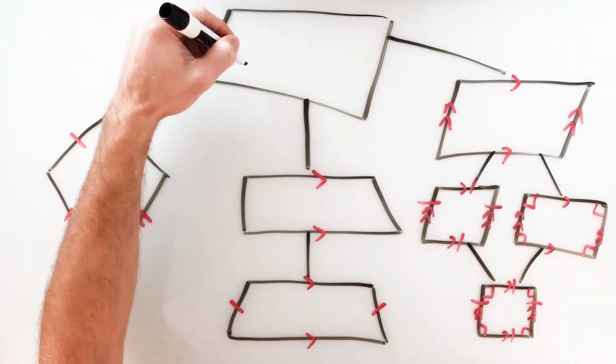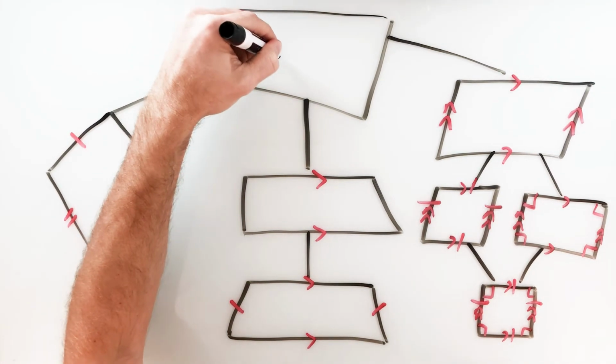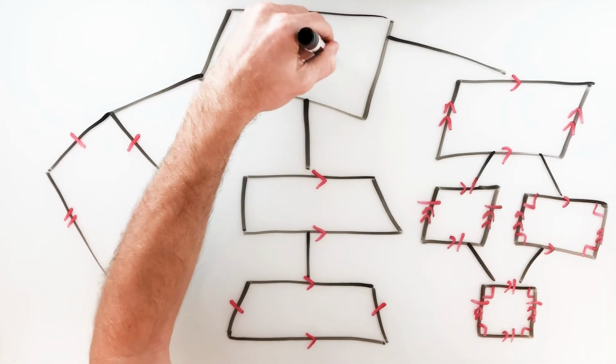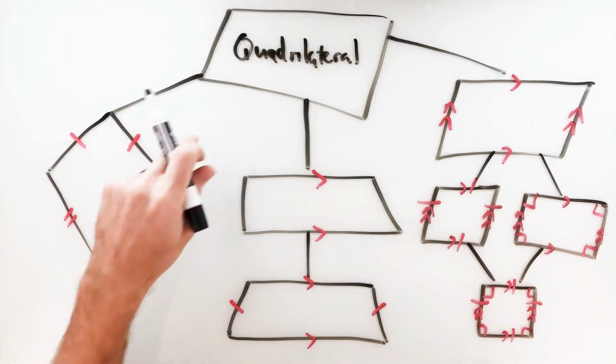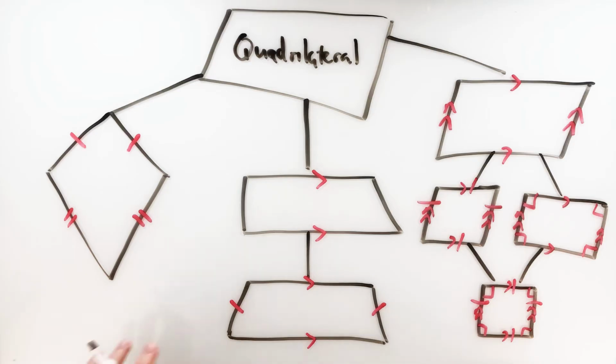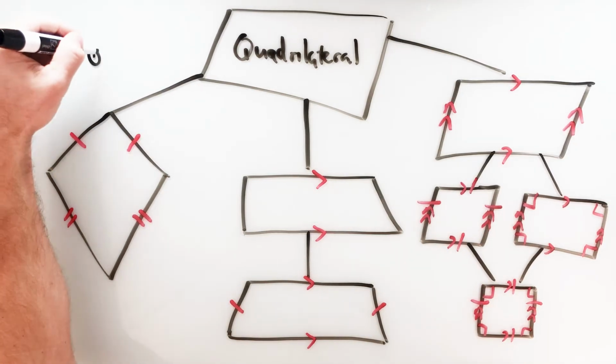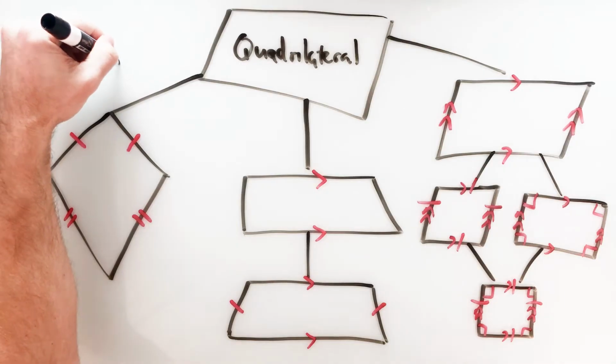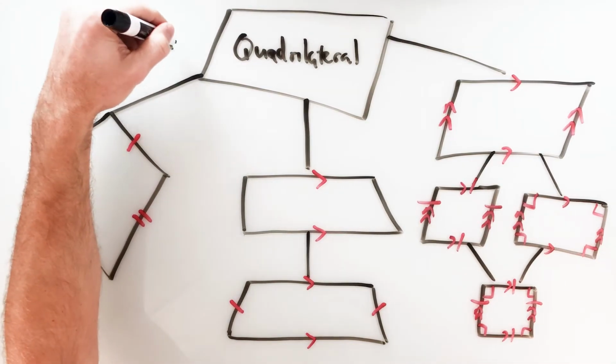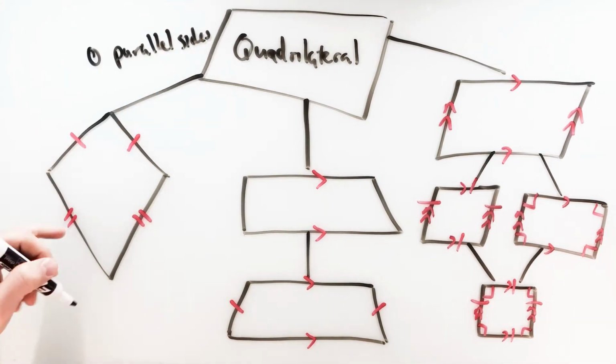Okay, so go ahead and back up here. So this is the general quadrilateral, which just says it's a 4-sided shape. All of these are quadrilaterals. No parallel sides, 0 parallel sides, which is the kite.